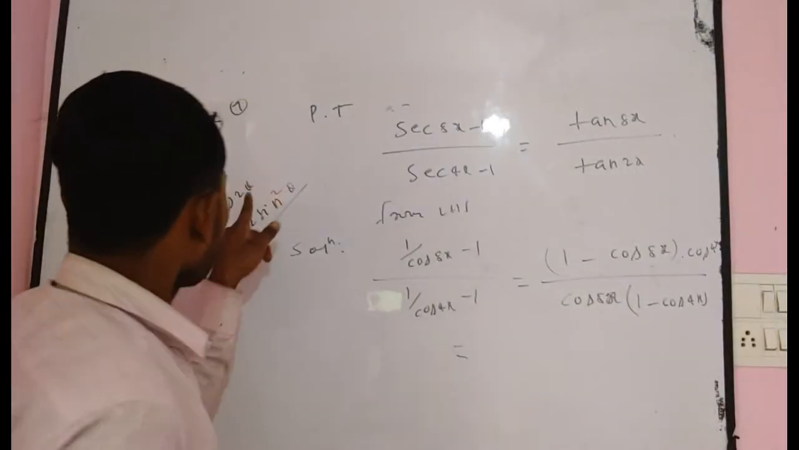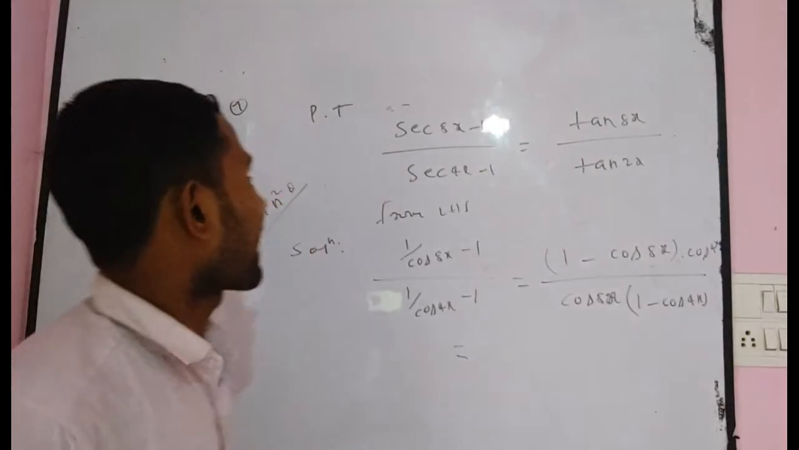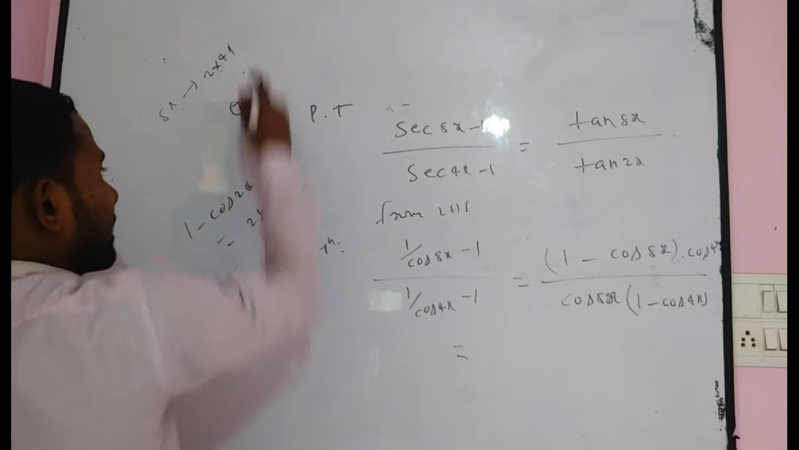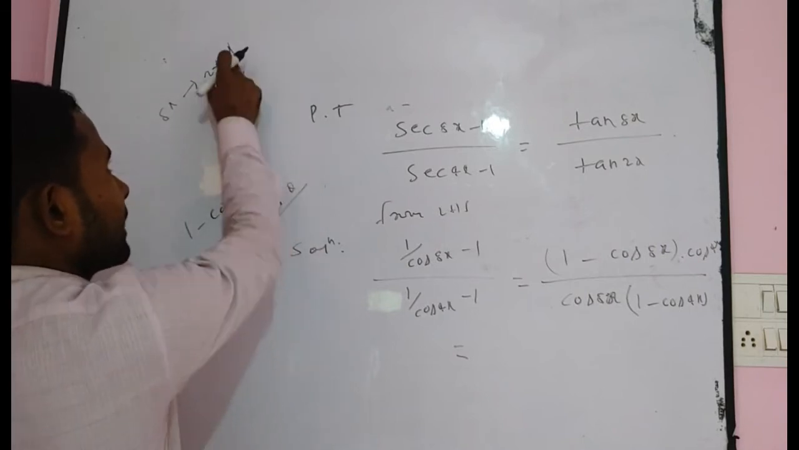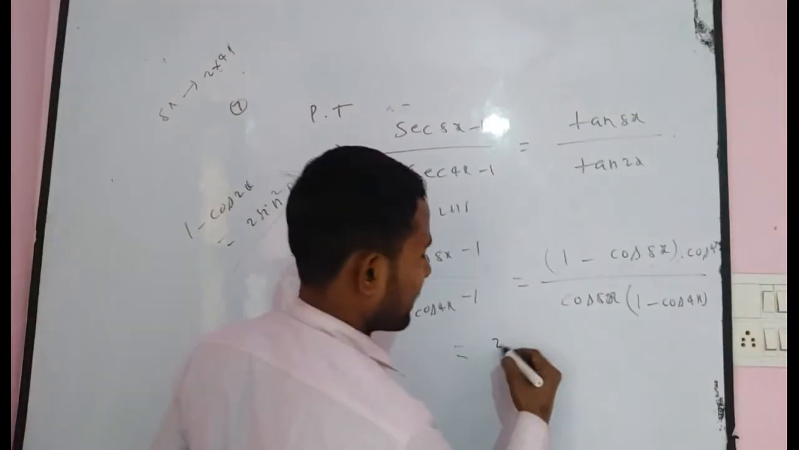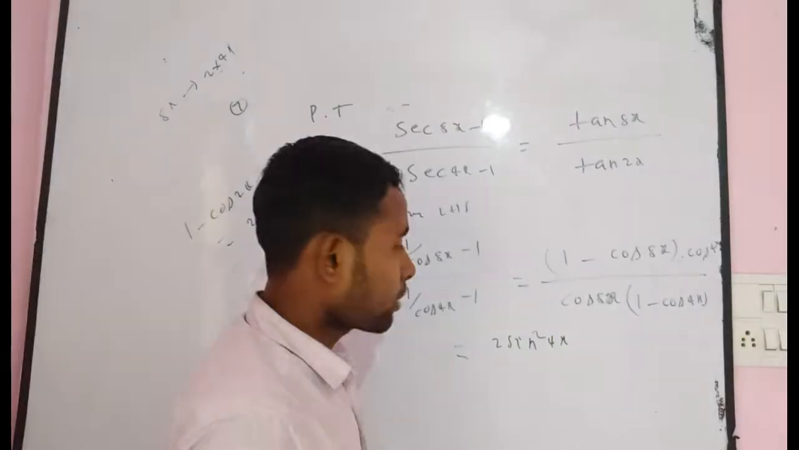That means theta is simply replaced by 4x, because 8x can be expressed as 2 times 4x. In that case, if you compare 2 theta, it definitely means theta is replaced by 4x. So can you write it as 2 sin square 4x?